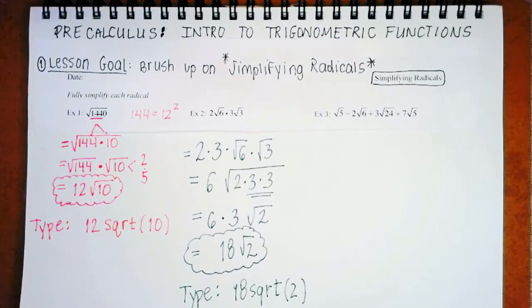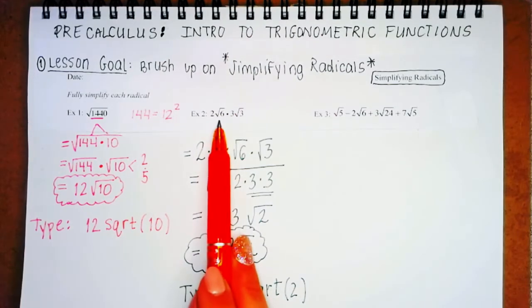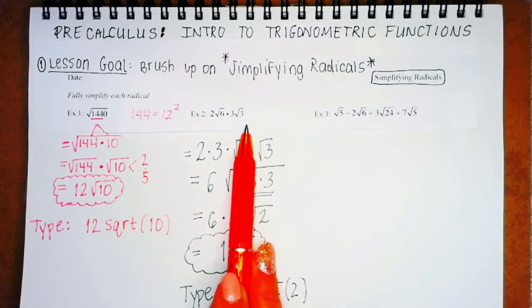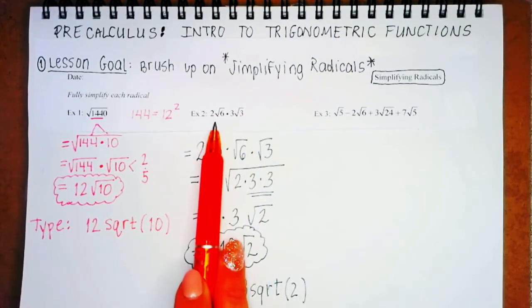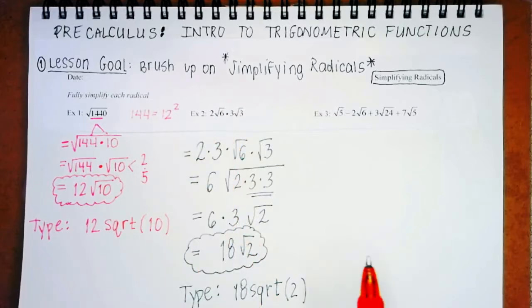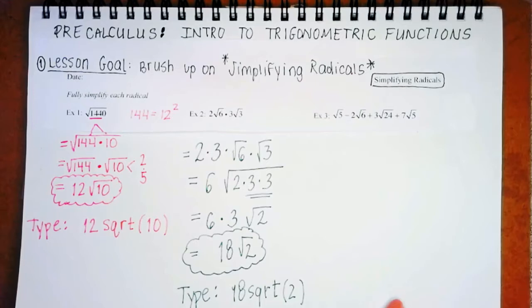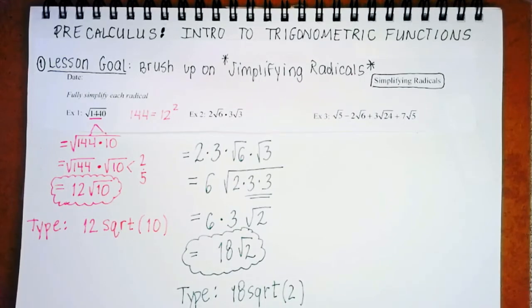Example 3 is not multiplying this time. We have sums and differences. Sums are addition, differences subtraction. You can only add and subtract like radicals. I would not be able to add square root 6 plus square root 3. They are not like radicals. I could add 2 square root 6 plus 3 square root 6. That would end up being 5 square root 6. So the square root 6 is sort of like an X, or bananas. 1 banana plus 5 banana, 6 bananas.